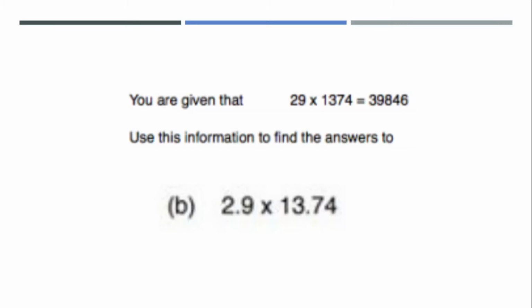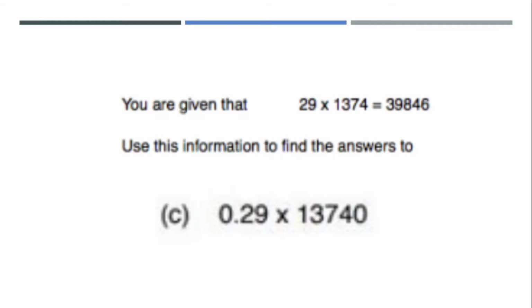You are given that 29 times 1,374 is equal to 39,846. Use this information to find the answer to 2.9 multiplied by 13.74. For this answer you can see that it's the same numbers, it's just they have decimal points. For 2.9 the decimal point is once to the left from 29, which is the original number that you're given the answer to, and for 13.74 it is twice. So what you basically have to do to the answer that's given is add 3 decimal places to the left, so therefore you get 39.846.